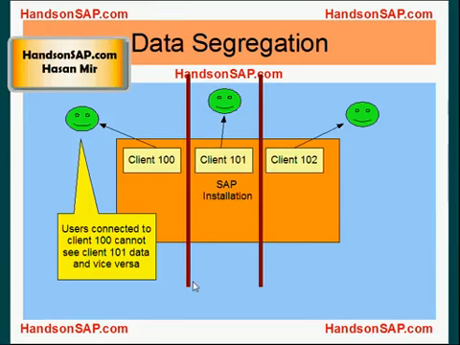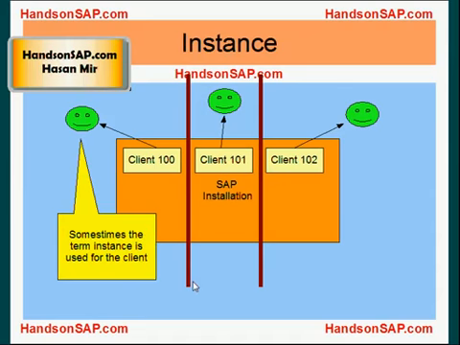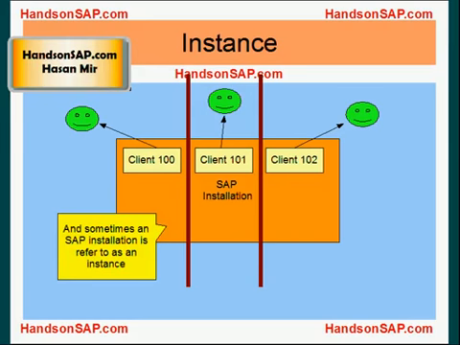Sometimes the term instance is also used for the client. For example, I can say, which instance are you connected to, client 100 or client 101? And sometimes the term instance is used for the box itself. For example, I can say, can I have access to the development instance? So the instance term can be used for both the client as well as for the environment. The context would tell what exactly the instance means. There are some terms which have dual meaning, so you have to just pick up the meaning from the context.